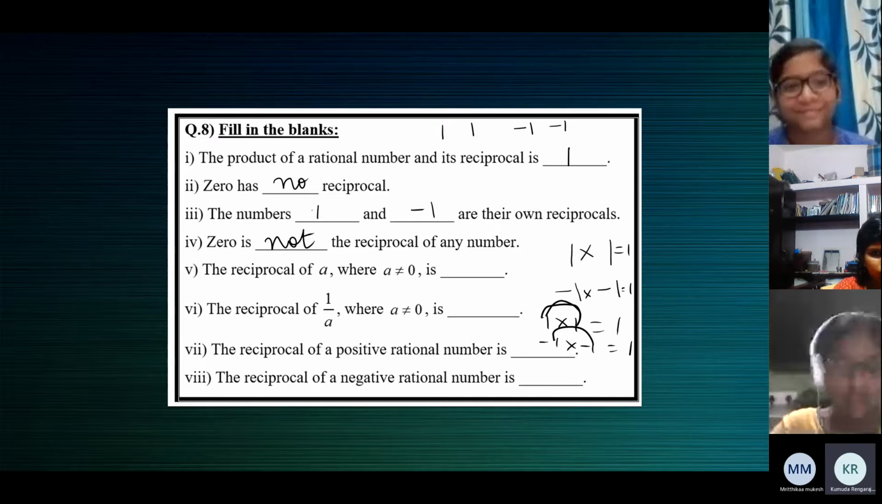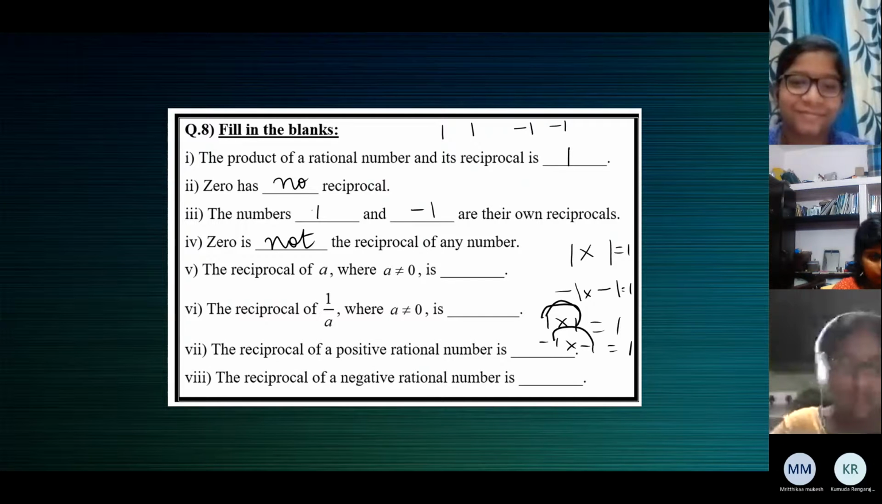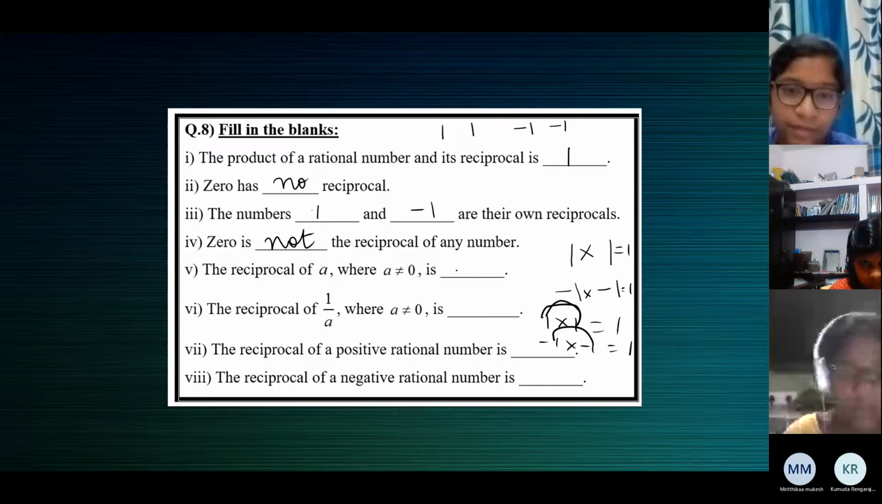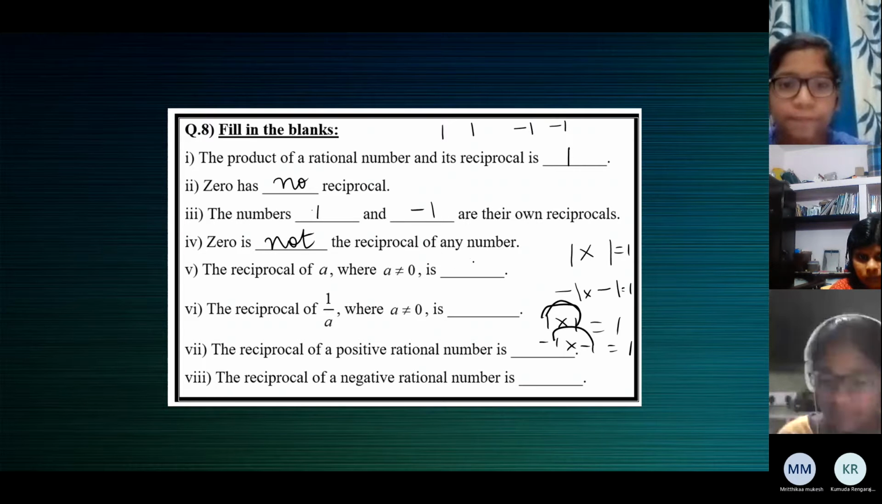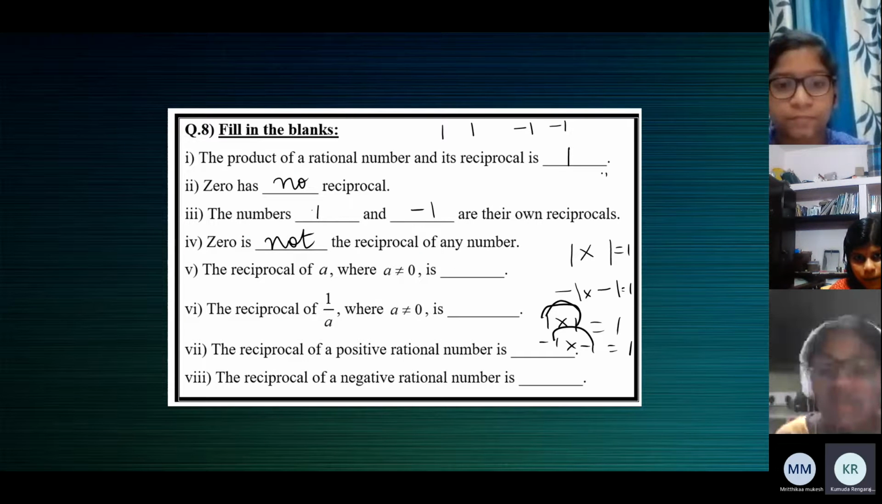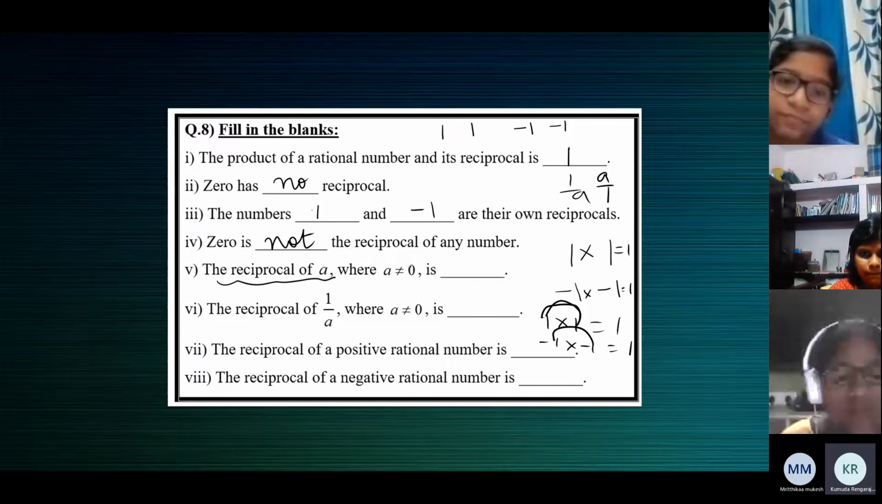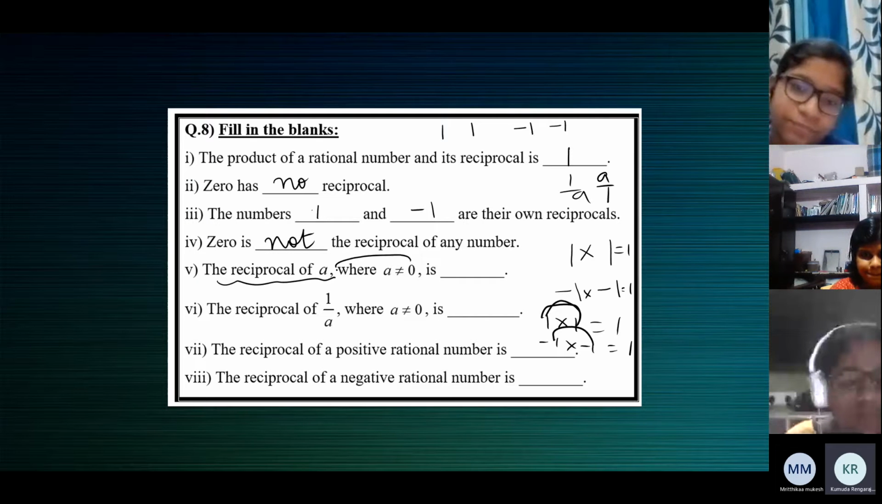The reciprocal of A, where A is not 0. So the reciprocal of A is 1 by A, because A means A by 1. The reciprocal of A, that is A by 1, is 1 by A. See, this is just another information given to you: A is not 0, that's all.